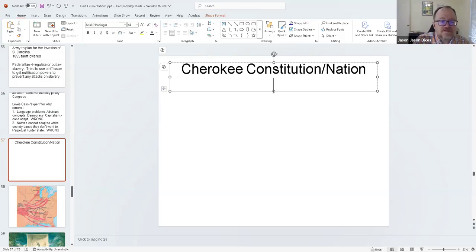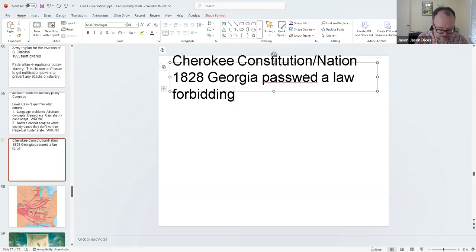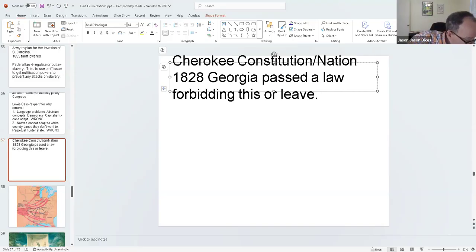In 1828, the state of Georgia passed a law forbidding this. Told the Cherokee to knock it off. Or leave. You know, the Cherokee, if you really want to have your own constitution, your own nation, and all that stuff, you have to go somewhere else and do that. You can't do that in the state of Georgia.